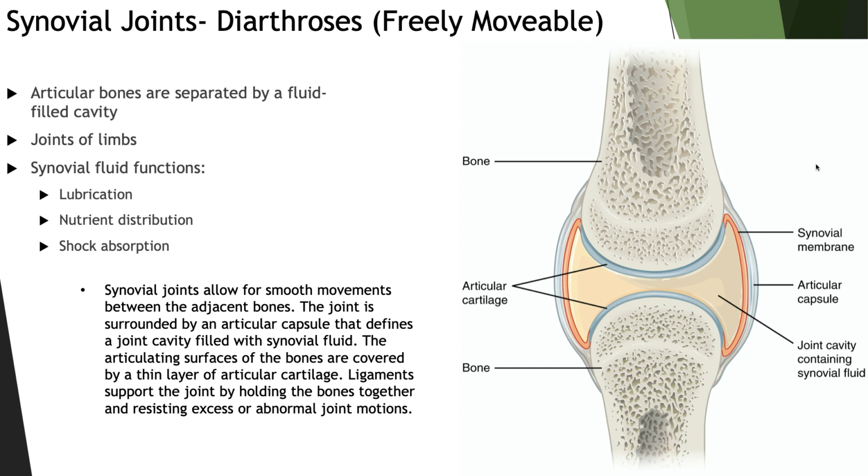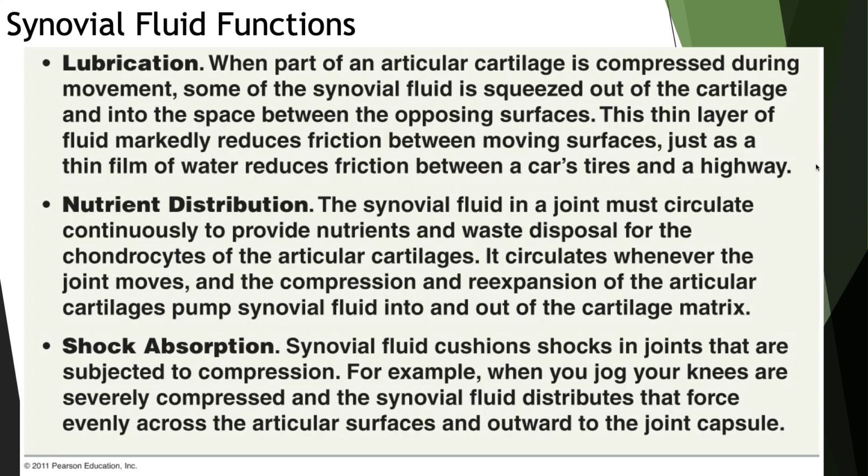One of the unique aspects of a synovial joint is the synovial fluid. Synovial fluid is largely derived from blood and has a clear, viscous, egg-white consistency. Even in large joints such as the knee, the total quantity of synovial fluid is normally less than about 3 milliliters. There are three primary functions of the synovial fluid. The first is lubrication. When part of the articular cartilage is compressed during movements, some of the synovial fluid is squeezed out of the cartilage and into the space between the opposing surfaces. In turn, this layer of fluid markedly reduces the friction between the moving surfaces. This is also called weeping lubrication.